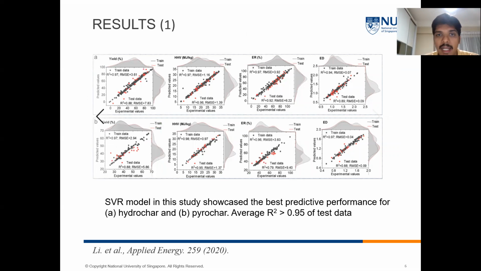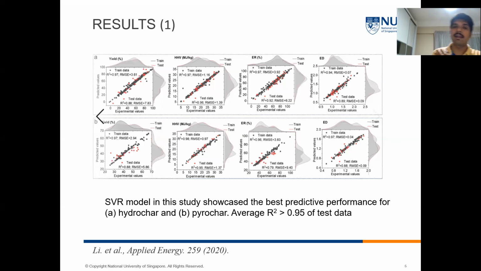So in our model, we realized that it was the support vector regression which gave us better prediction as compared to the random forest model. For brevity in time, I have not showcased the random forest model. But in a nutshell, for each of the parameters that was tested, that is the yield, the HHV, the energy recovery, and the energy density, for both A is hydrochar and B is pyrochar, the support vector regression had a prediction value with an R square greater than 0.95 on the training data and more than 0.9 on the test data, showing its robustness for the prediction.